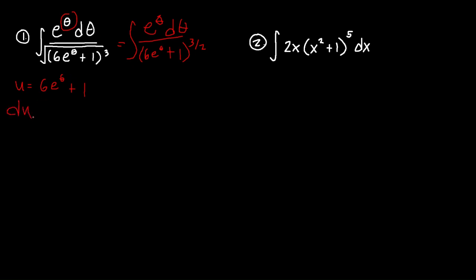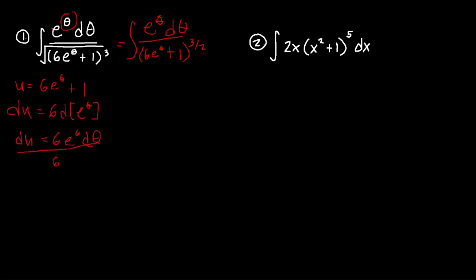So which is why we use 6e^θ + 1. We find the derivative of this, and the derivative of 6e^θ + 1 can just be 0. However, for 6e^θ, we can slide the 6 out and just differentiate e^θ, which, if you know the formula, is just e^θ dθ. So 6e^θ dθ equals du.